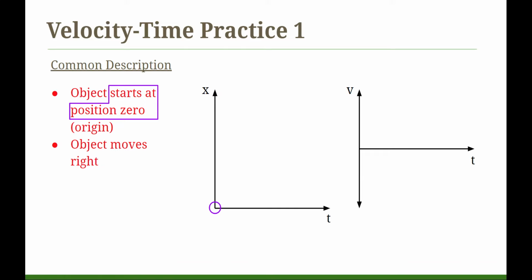Then when we see the object is moving to the right, we know that means put a positive slope on our graph. So we just make our line go up, and it has a positive slope because, again, it says the object moves to the right.